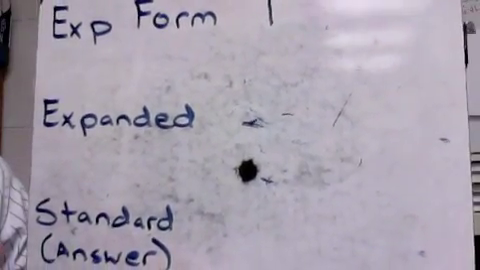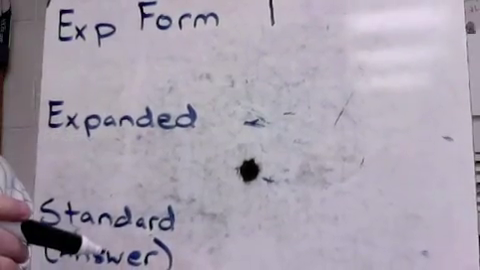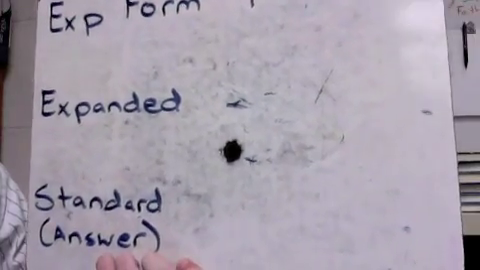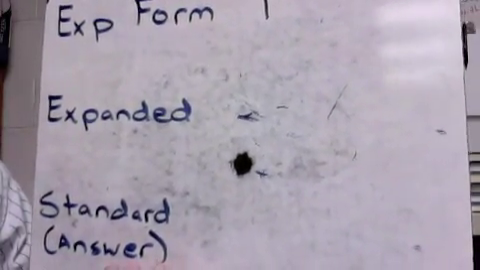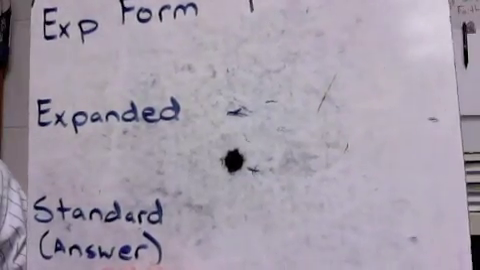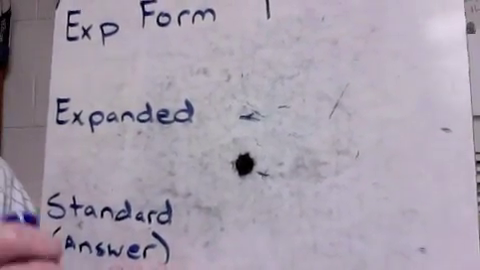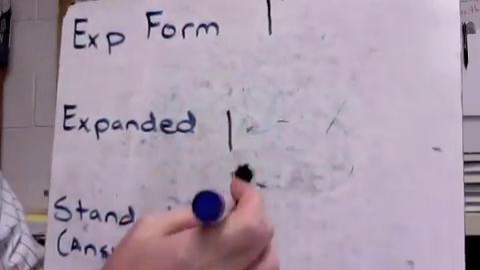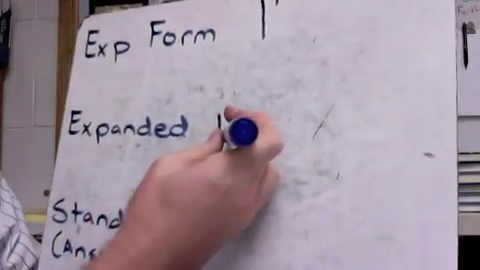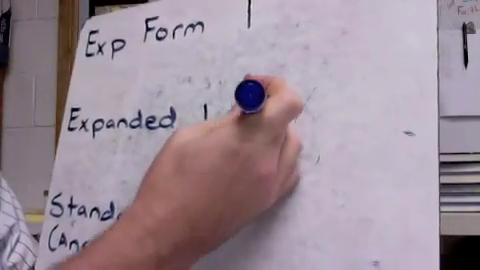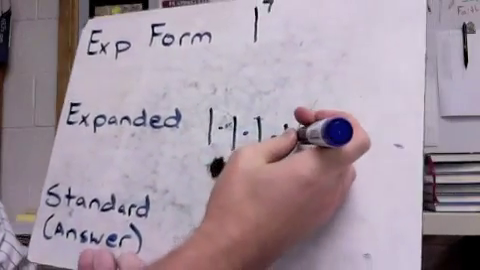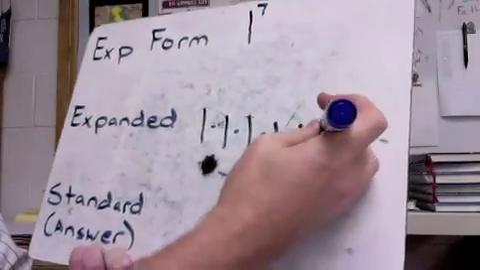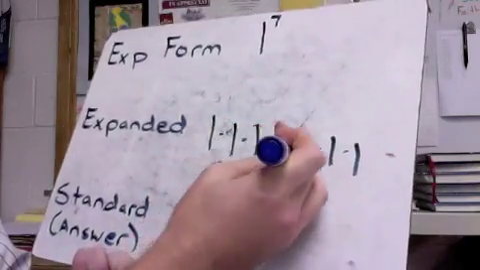Same deal for this one. Give me expanded and standard for 1 to the 7th power. All right, for this one, expand it out. It's just going to be 1 times itself 7 different times. So 1 times 1 times 1 times 1, that's 4 of them. 5, 6, 7. 1, 2, 3, 4, 5, 6, 7.